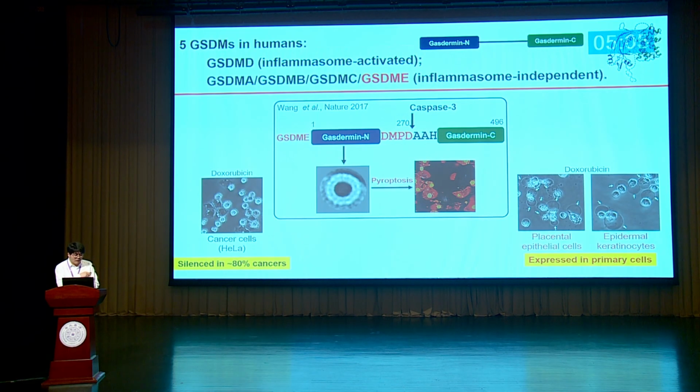And gasdermin E is highly silenced in cancer cell lines. So 80% of the cancer cell lines don't express gasdermin E. So if you activate caspase-3 by DNA damage, those cells will undergo apoptosis, because caspase-3 used to be used as an apoptosis marker. However, in primary cells, not cancer cells, like placenta epithelial cells and epidermal keratinocytes, if you induce DNA damage to activate caspase-3, those cells will undergo pyroptosis.